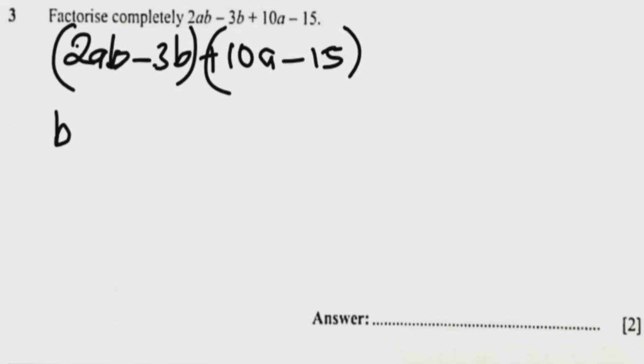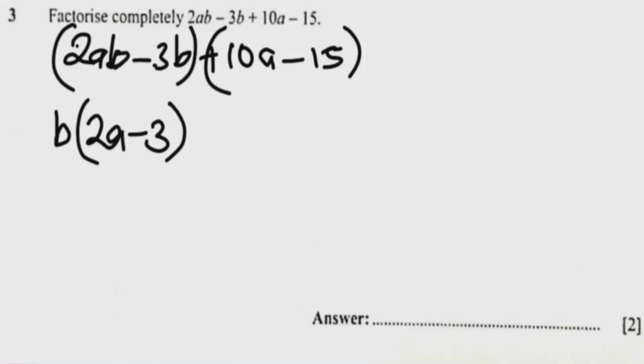So b into 2ab, how many times will it go? It will go 2a times. Okay, then how many times will b go into negative 3b? It will go negative 3 times. Okay, so in other words, it's like we're cancelling out b in those terms and we record what is remaining.